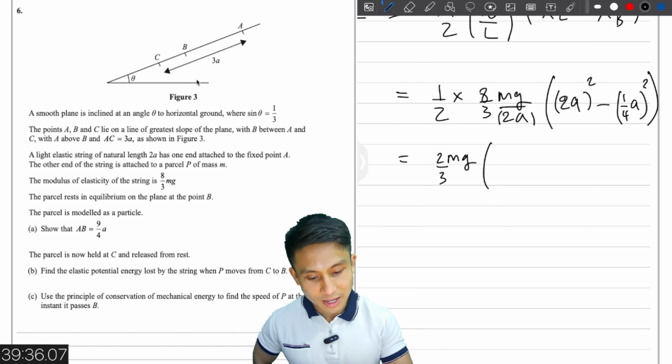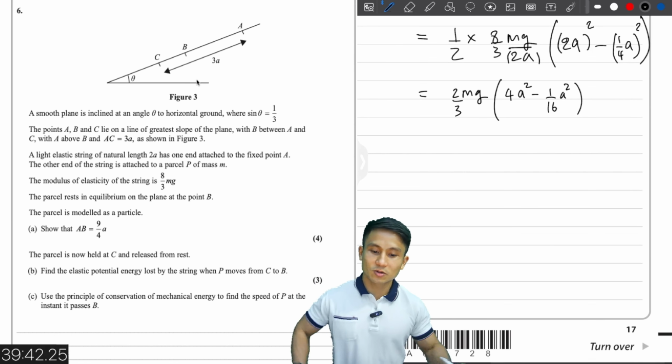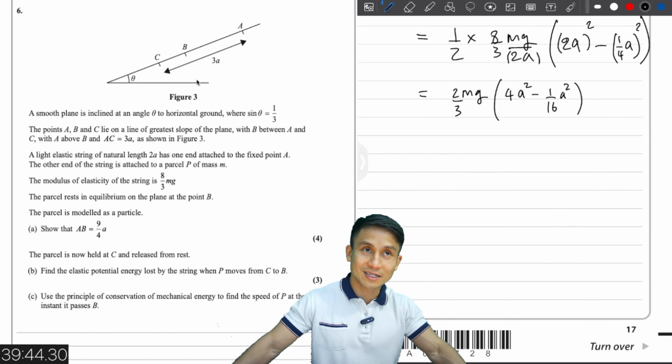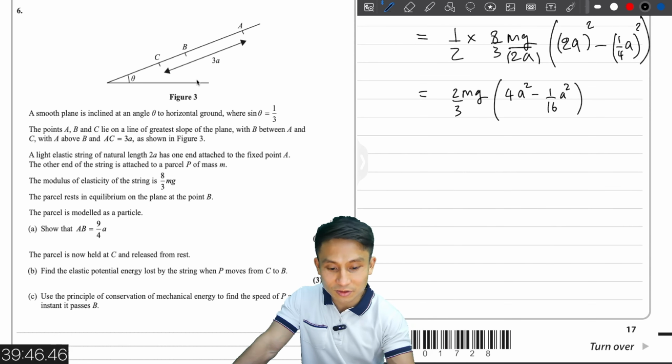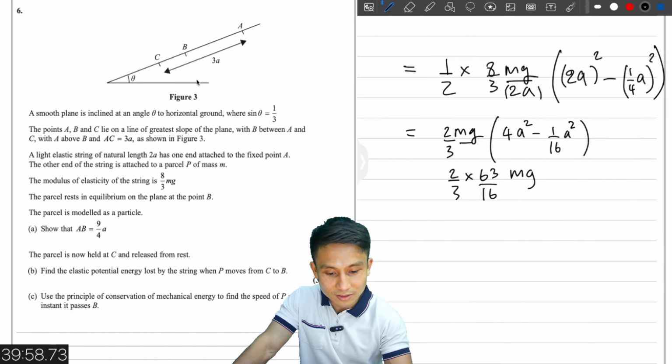Inside the brackets, we have 4a squared minus 1 over 16a squared. So that's 4 times 16 is 64, so that's 63 over 16. This is mg. Where's the other a? Oh, it's here. It should be down here. Should be cancelled.